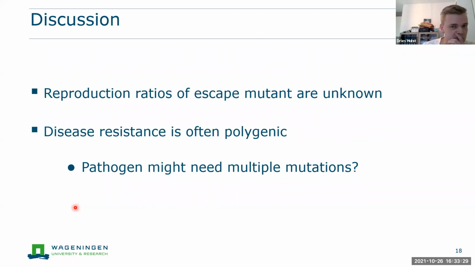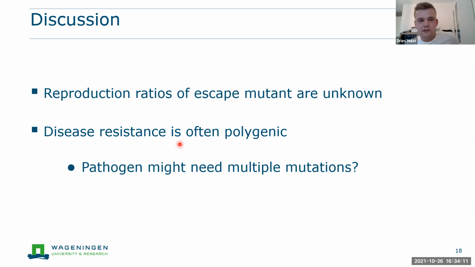Some discussion on these results. Well, yeah, what I said, the reproduction ratios of the escape mutant are unknown, so that makes it difficult to predict. And also, of course, the cross resistance is unknown when you start. So that makes it difficult to predict what exactly the width of the invasion window will be, so in what area or in what frequency of host resistance you will be at risk. So that makes it important to get as fast as possible to the eradication point, because from that you're sure that there are no possibilities to invade.